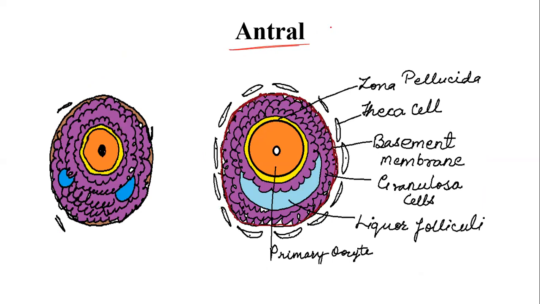Next comes the antral follicle, which is also called the tertiary follicle. Here you can see the major changes. The important change here is the fluid collection. Initially, the fluid is secreted in the layers of granulosa cells in the form of droplets. And later on, it is the nature of liquid that it moves and merges together. So later on all the droplets come together and form a cavity that is called the antral cavity.